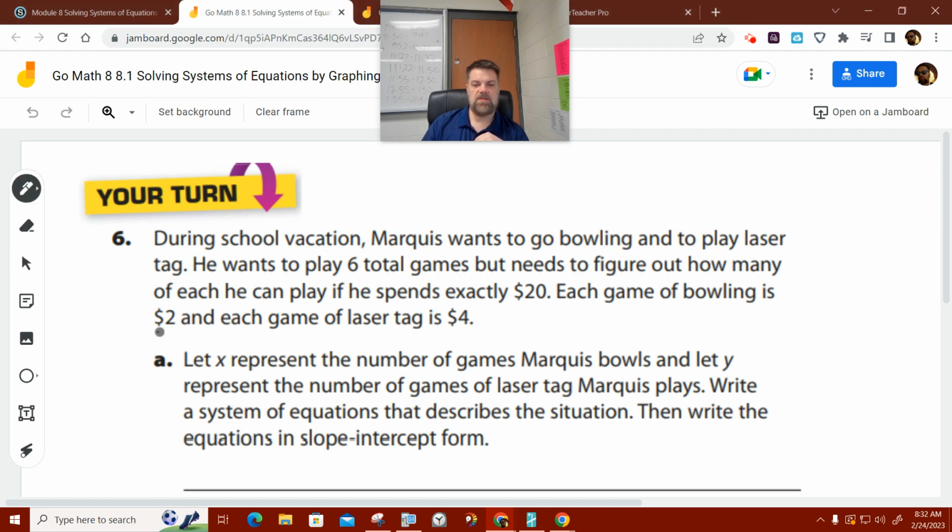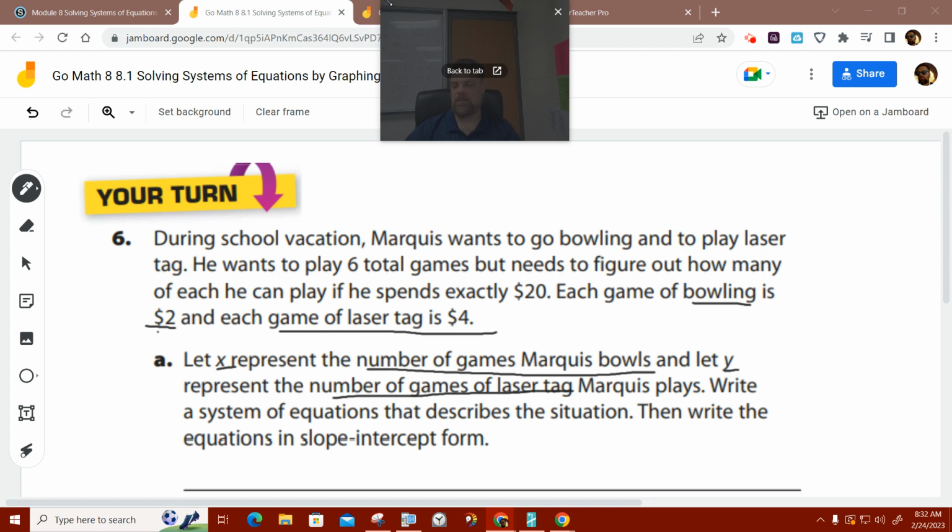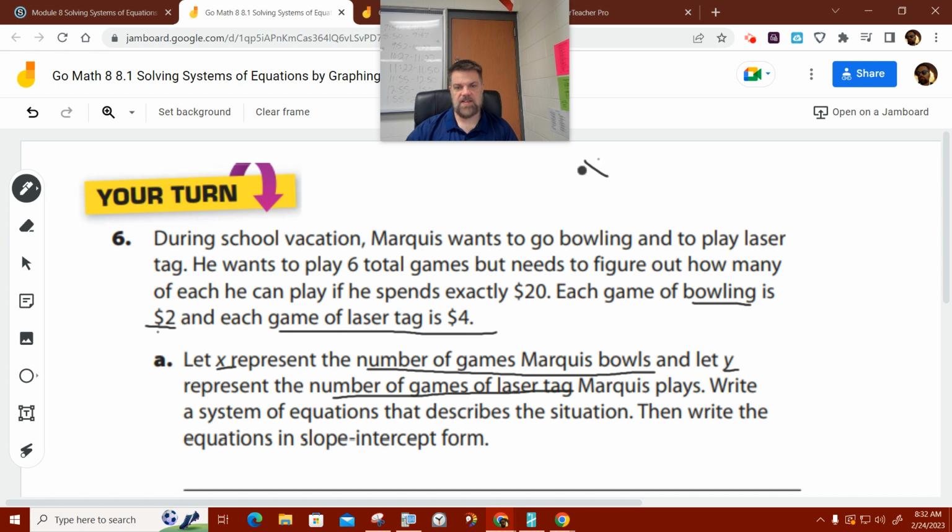So here's the thing. Bowling is $2, and laser tag is $4. So we're going to let X represent the number of games that he bowls. We're going to let Y represent the number of games for laser tag. Write a system of equations that'll help you to solve that. Now, I'm going to start writing some stuff down here. We're saying that X is the number of bowling games.